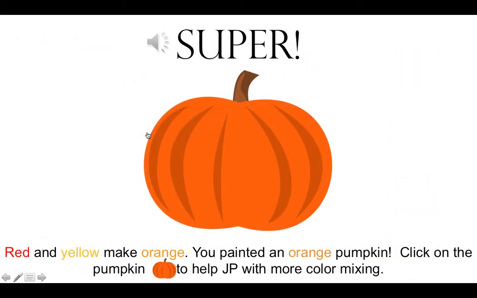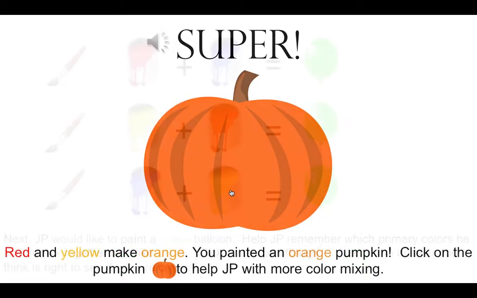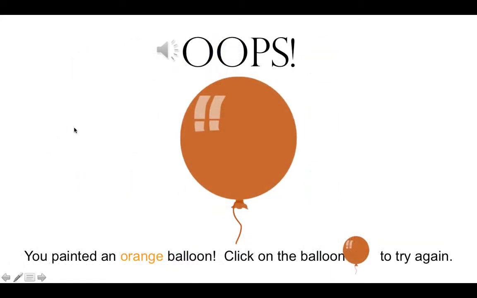So she gives them some feedback and says, you painted an orange pumpkin, and now we can try something else. So now we want to make a green balloon. Well, the important thing is that you don't just focus on them being right, but you give them support if they're incorrect. So if we click on one that's wrong, she tells them that they're wrong. They painted an orange balloon. Now this is okay.